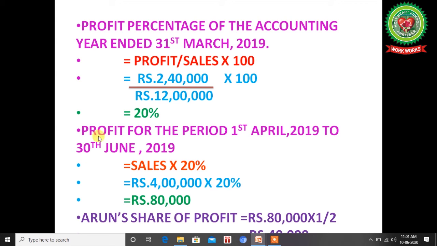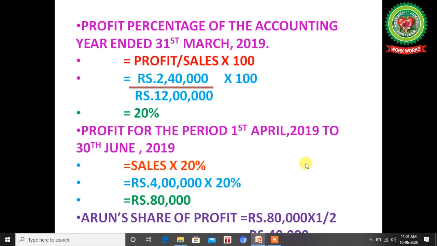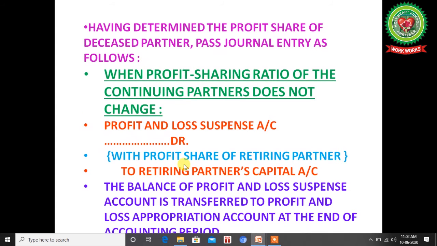Profit for the period 1st April 2019 to 30th June 2019, from the beginning till the date of retirement. Then compute sales, already given to you, 4 lakh of that period. Multiply by 20%, so 80,000 profit. Arun's share of profit 50% means 50% of 80,000, that is 40,000. Your retiring partner Arun's share is 40,000.